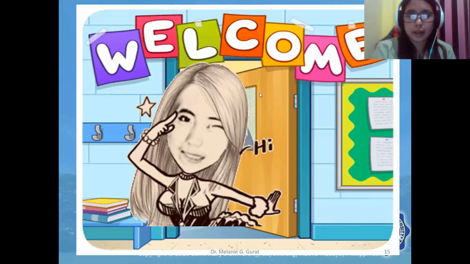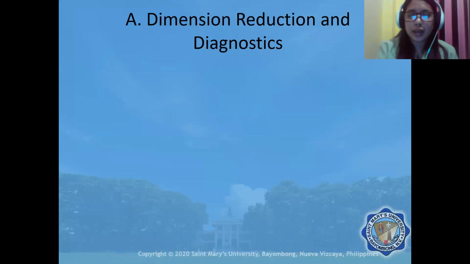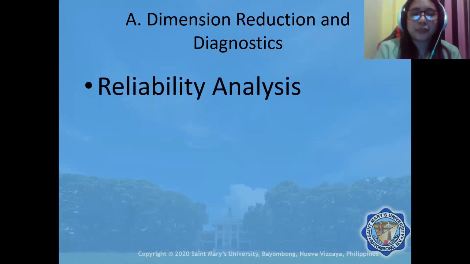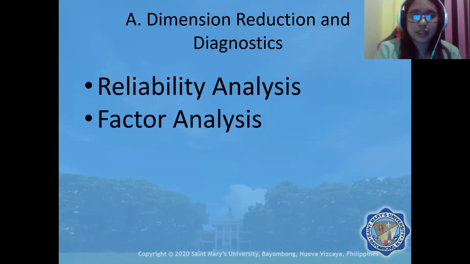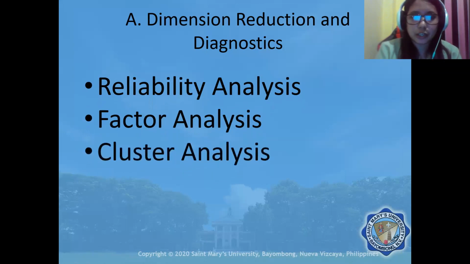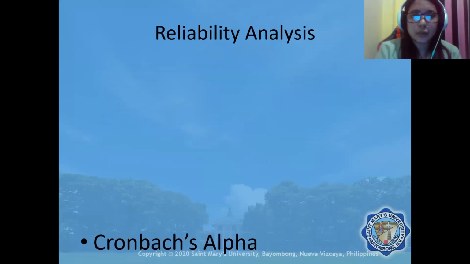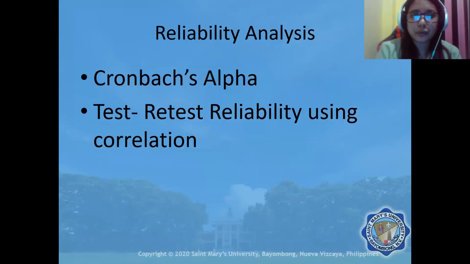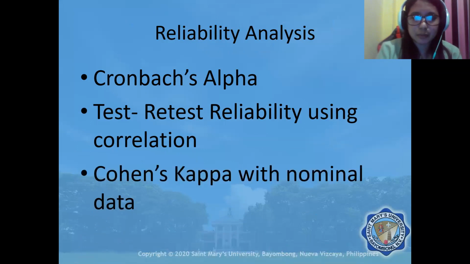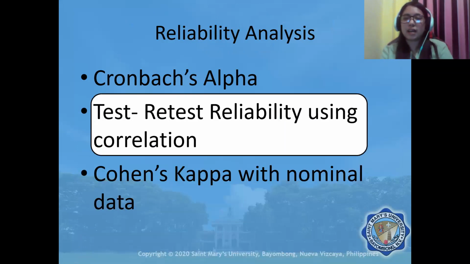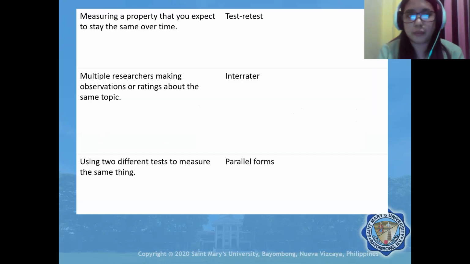So I am teacher Melay, and our topic is the continuation of our discussion on dimension reduction in diagnostics: reliability test. So we have here the outline of all the tests under dimension reduction and diagnostics or analysis. But in this video, our focus is reliability analysis, particularly using test-retest reliability. So in test-retest reliability, we are going to use correlation.